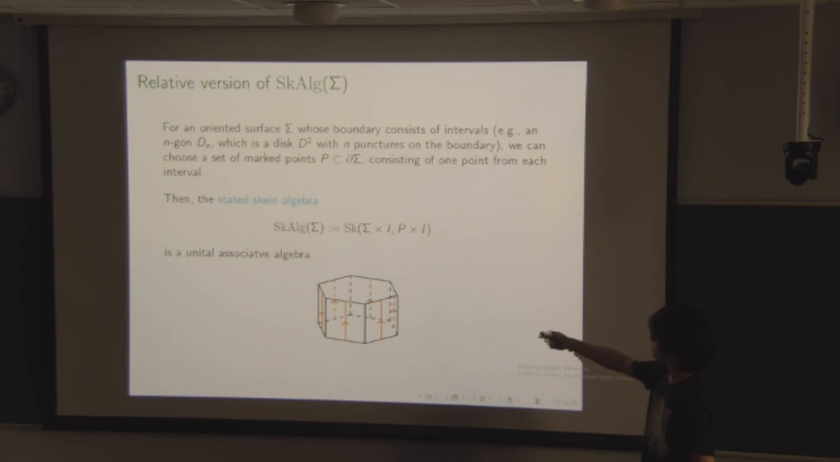And then we cross it with an interval I. So yeah, this is an example of a hexagon. So we choose a marked point, just one marked point in each boundary interval. We cross it with I, then we get this boundary marking. And the stated skein algebra of this surface is just the stated skein module of this boundary marked three-manifold. And again, we can always stack along the interval direction, giving it an algebra structure. It's a unital associative algebra.